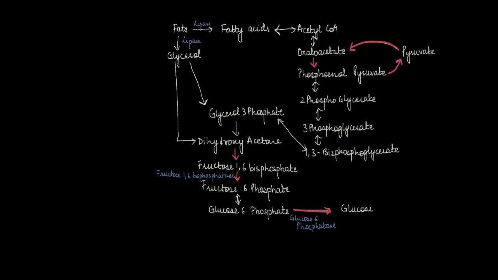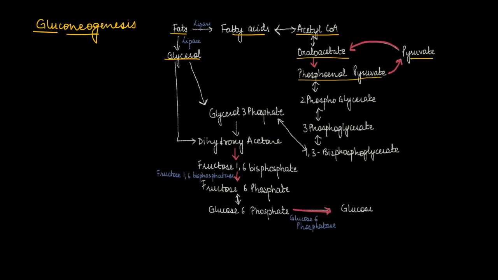Now another topic that you have is gluconeogenesis. Gluconeogenesis is the formation of glucose molecules from molecules other than carbohydrates. So let's see how this happens. Fats will be broken down by lipase into fatty acids and glycerol. Fatty acids are oxidized into acetyl coenzyme A. Acetyl coenzyme A can be converted into oxaloacetate. Oxaloacetate can be converted into phosphoenol pyruvate. Phosphoenol pyruvate can be converted into pyruvate, and pyruvate again can be converted into oxaloacetate.